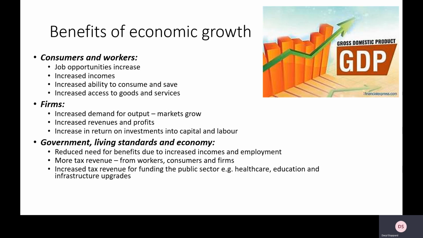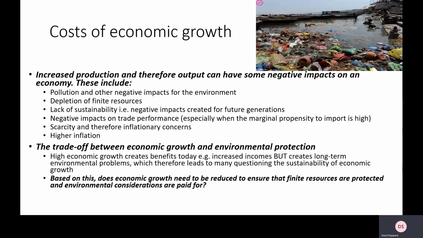Now, what this will clearly do is to improve government finances, and that will then allow the government to upgrade the public sector, invest into better healthcare, education, upgrade infrastructure, and this would lead to benefits for consumers and workers, but also firms as well. If they've got better infrastructure, then it makes them more productive. They can access better workers from further away, but also they can transport things around the country at lower costs due to quicker speeds. So there's some massive benefits of economic growth.